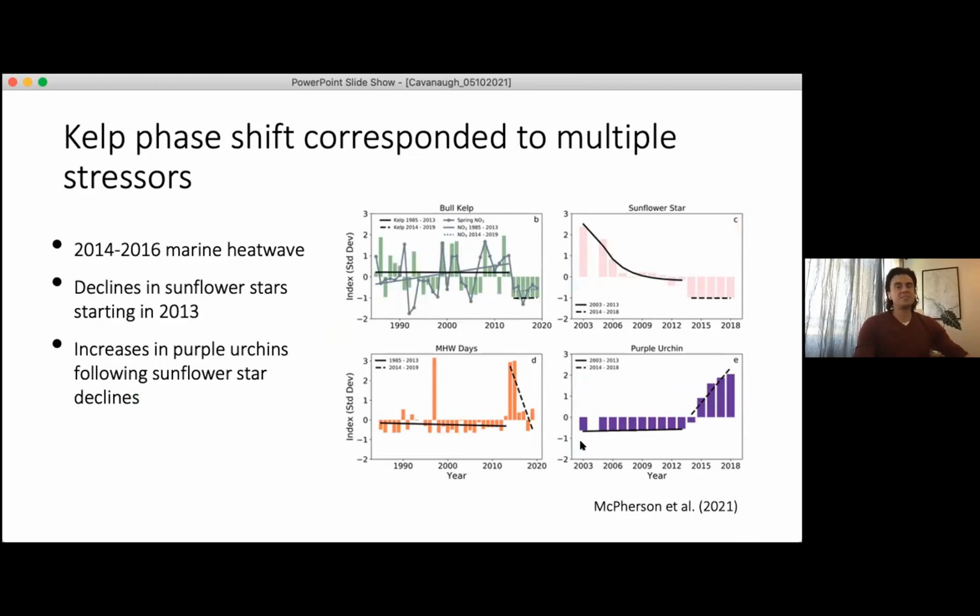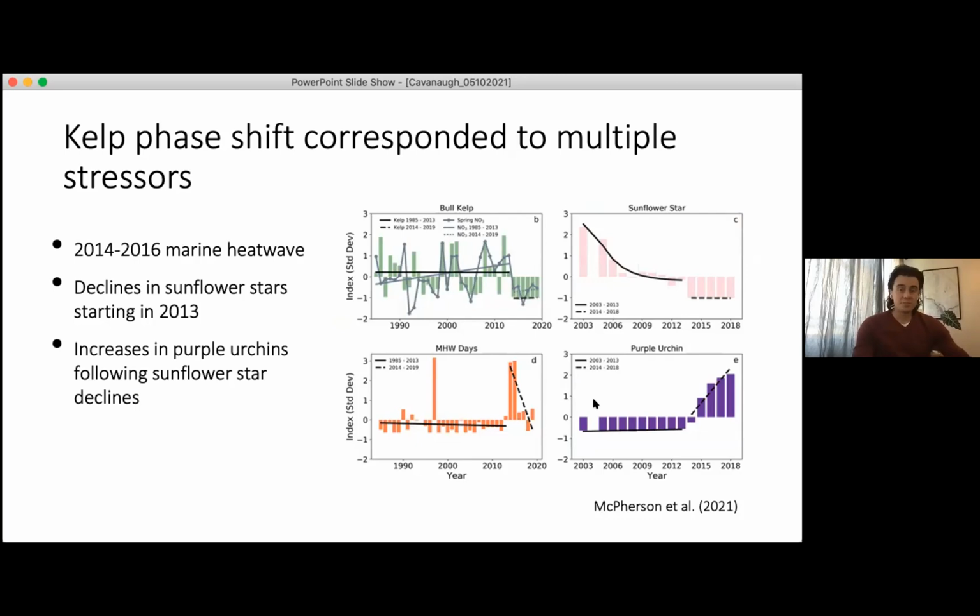It appears that this is due to multiple stressors. So there's the heat wave for one, so some potentially negative impacts of temperature or nutrient limitation. Around the same time, or a few years before the heat wave, there was this sea star wasting disease that was spreading through the area and causing a loss of essentially all the sunflower stars, which are a primary urchin predator. And that's shown in pink here, this decline from 2006 to 2013 of the sunflower stars. Essentially, they were all gone by 2014, 2015.